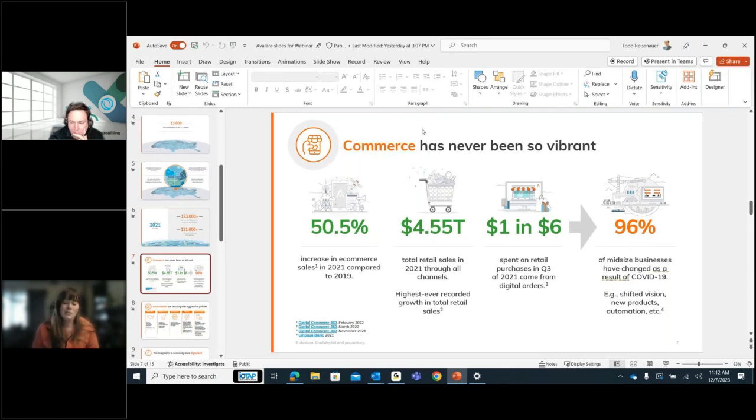If COVID was something that changed the world in a number of ways, it definitely changed commerce. Our consumer behavior across all channels has shifted. Less physical stores, more e-commerce. It's affected both online and offline transactions.